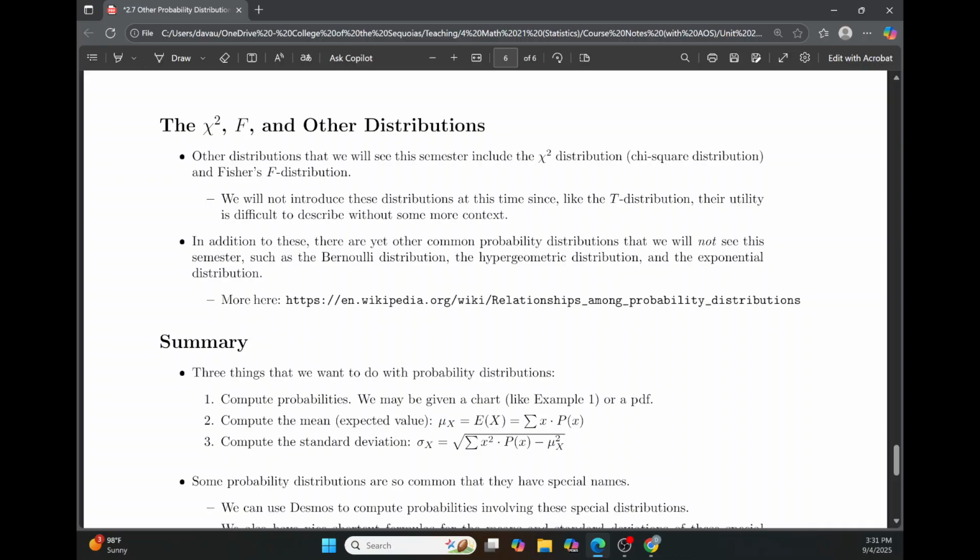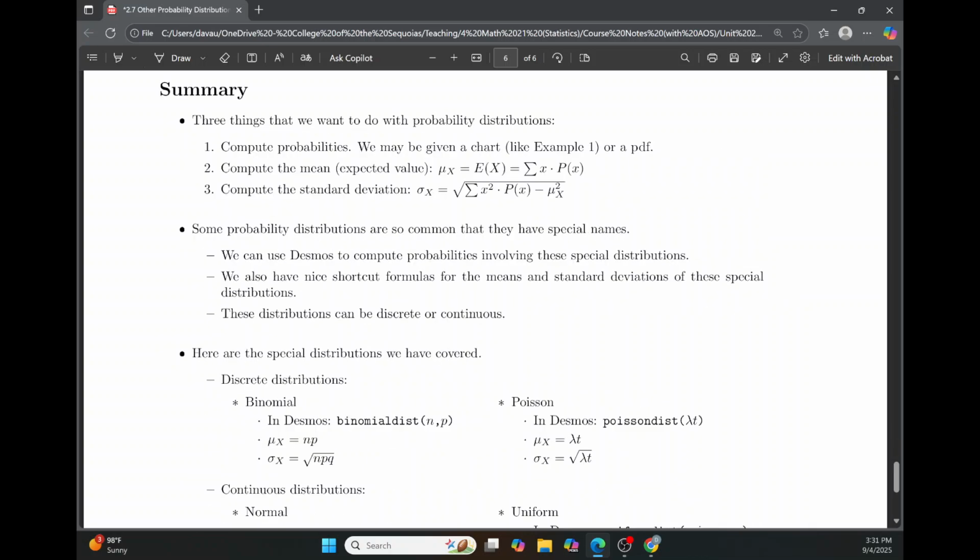Let me give you a brief summary, and then we will be good for this section. When we're dealing with probability distributions, there are typically three things that we want to be able to do. Number one, we want to be able to compute probabilities. If you're given a chart like you were given back in example 1 in this section, then you can just use the chart to read off the probabilities.